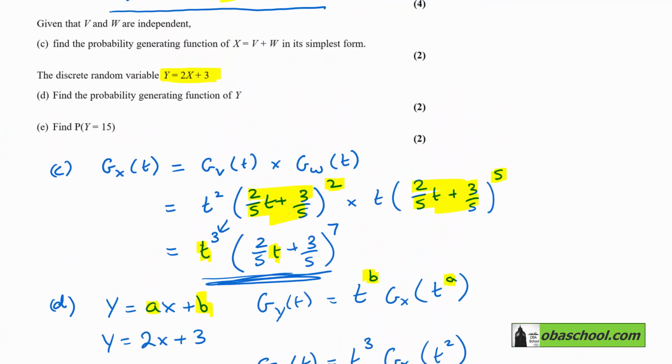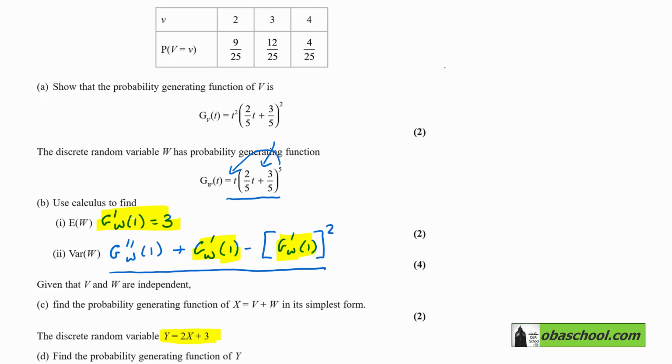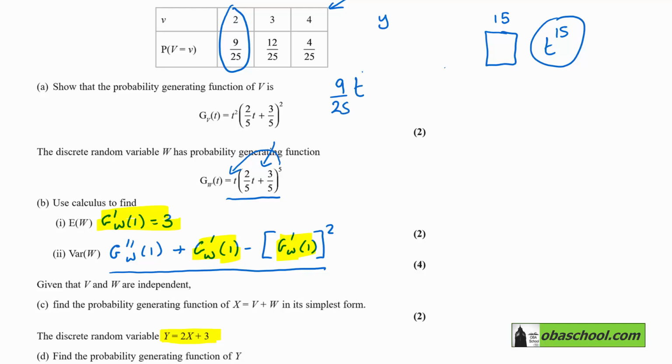Now we want to find the probability of y being 15. As we discussed right back at the beginning, that means that when we have a table like this for y, at some stage there must be 15. And the probability would be the coefficient of t to the 15. Remember, when we did this one back here, we got a 9/25 t squared. So it's the same idea that we're using, just in reverse.